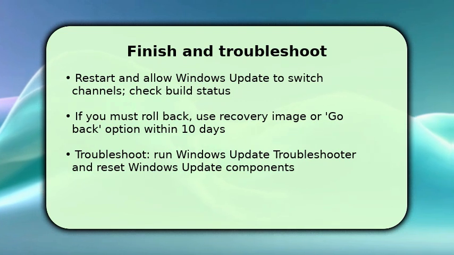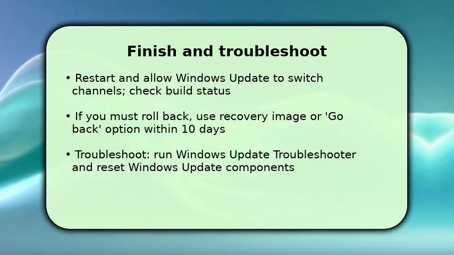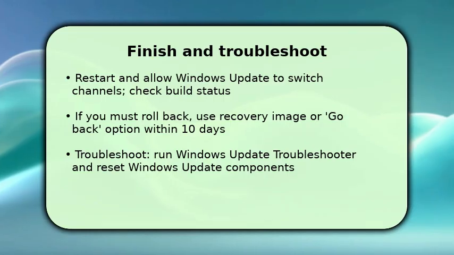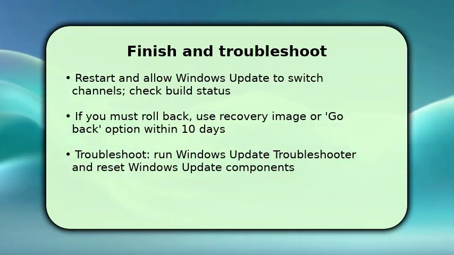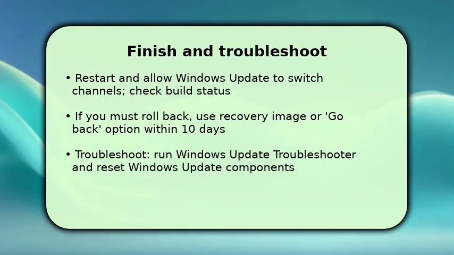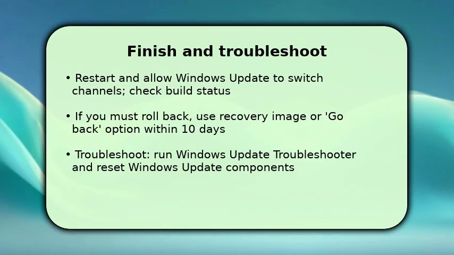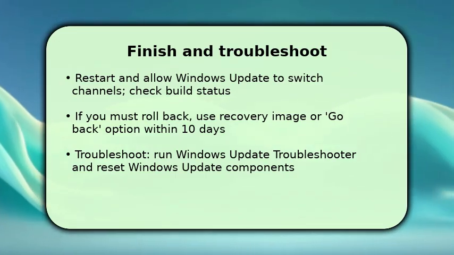If you need to revert to a stable public build and the OS supports it, use the Go Back option within 10 days or restore from your recovery image. If updates stall, run the Windows Update troubleshooter and reset update components. These steps resolve most stuck transitions. Finally, re-enable BitLocker.